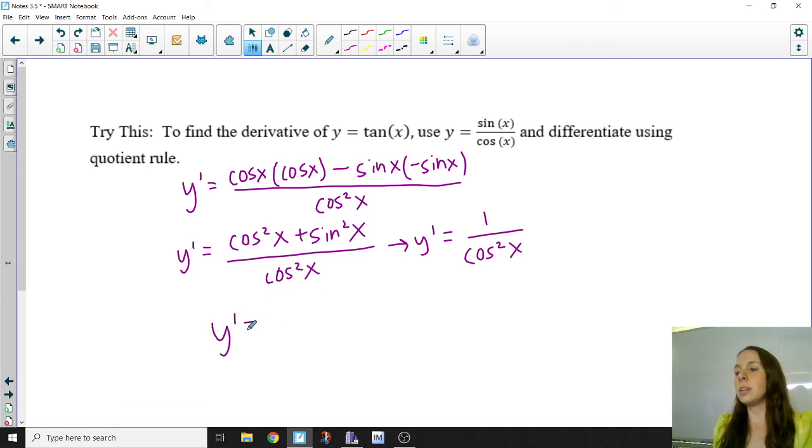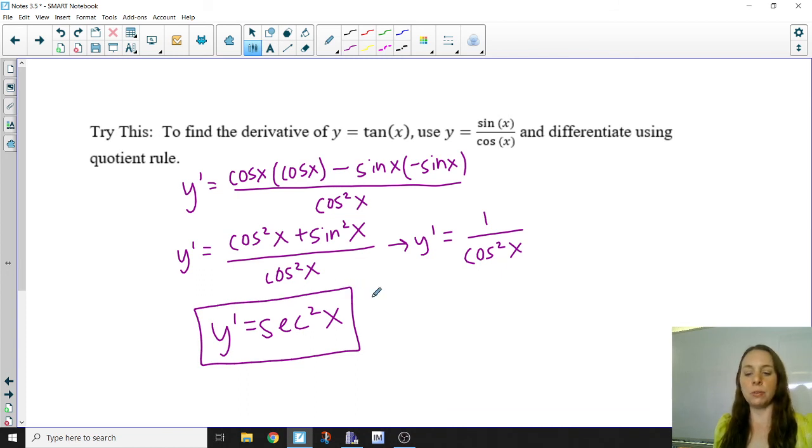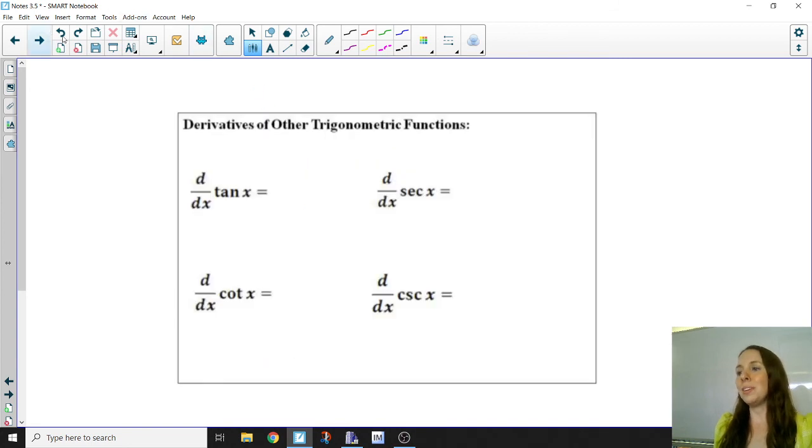Finally, here's how we typically remember the derivative of tangent of x. We will rewrite this instead of 1 over cosine x as secant squared x. Yay! So if you don't know the derivative of tangent, you can use the fact that it is sine over cosine and get the quotient rule. However, typically, we just sort of remember that the derivative of tangent x is secant squared x, so that we don't have to go through that work every single time.